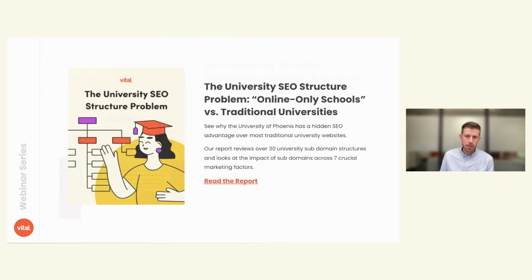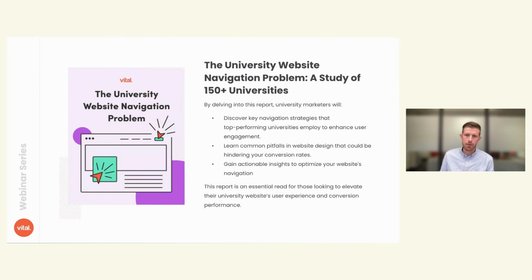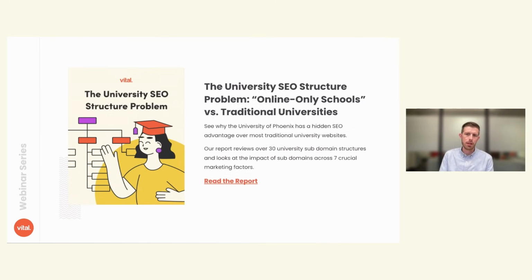And then I'd say make sure to get these two reports that we talked about, the university website navigation problem and the university SEO structure problem. Those will both be pretty illuminating and hopefully give you a lot of data to go back to your teams with and justify making a lot of these changes with.